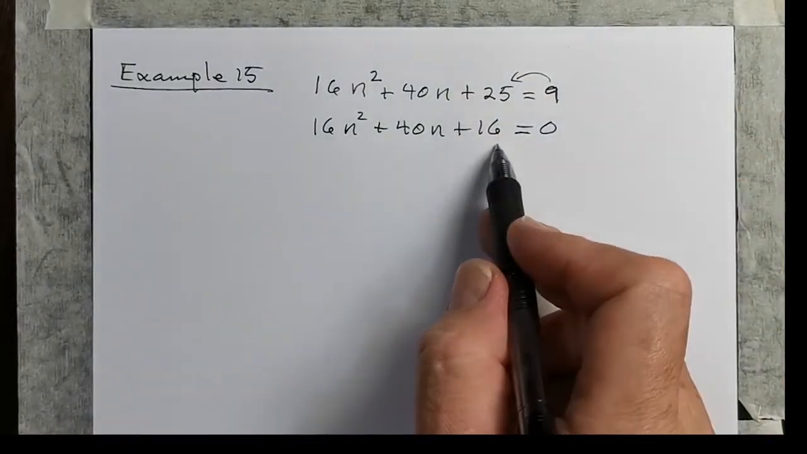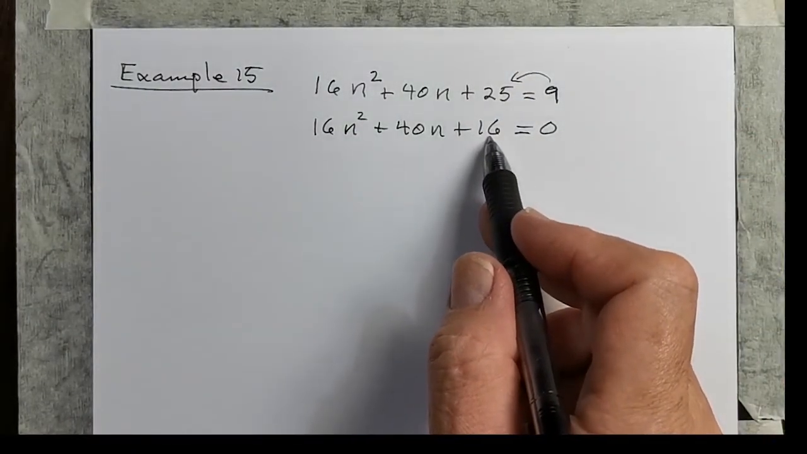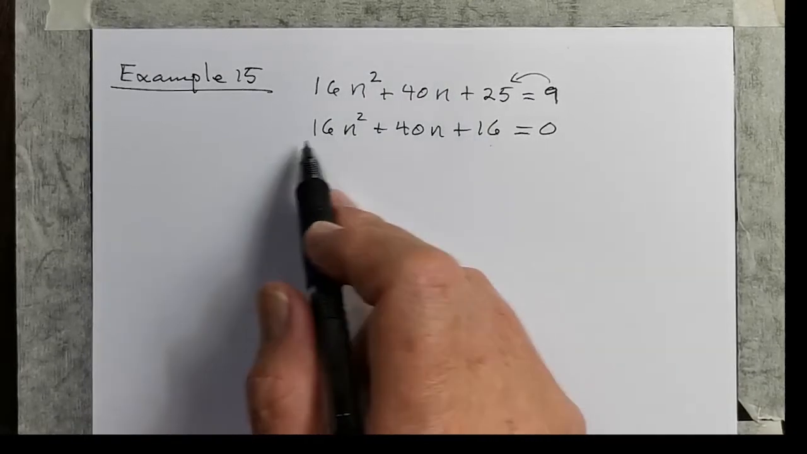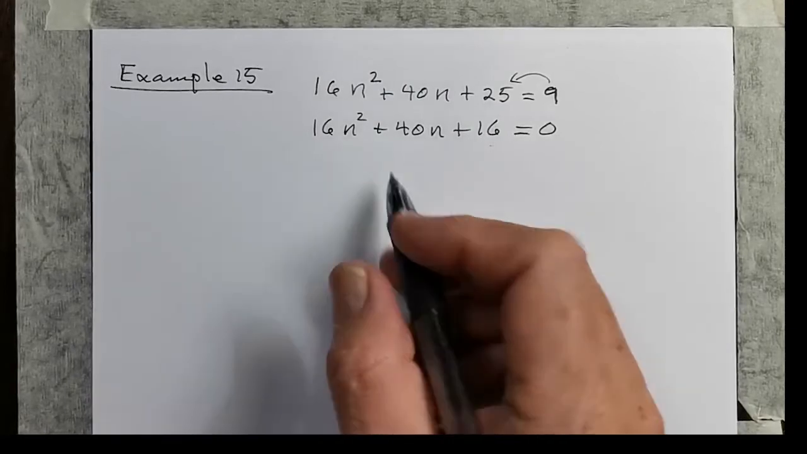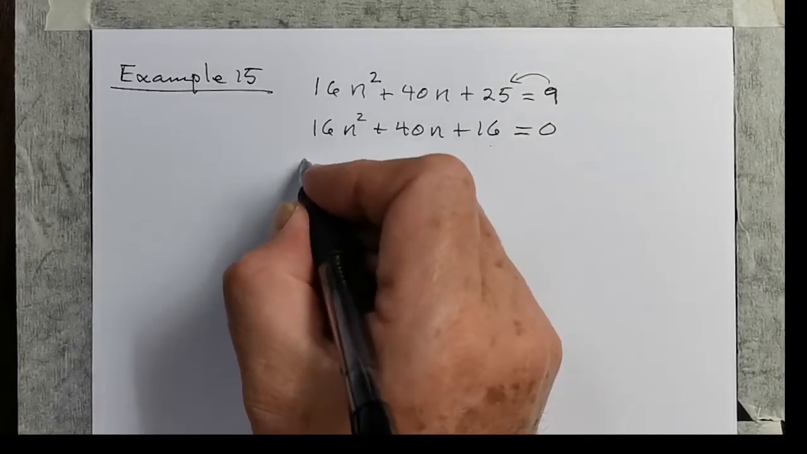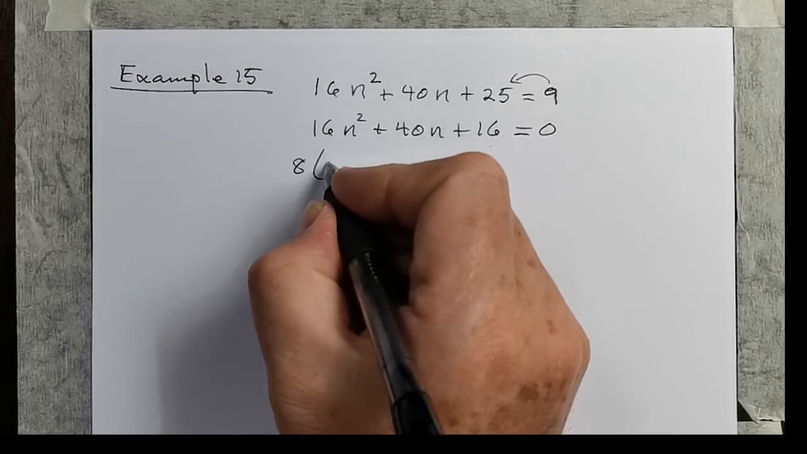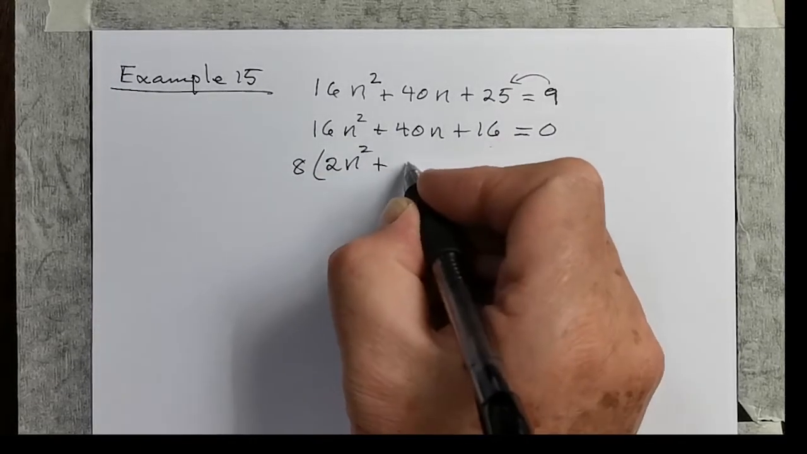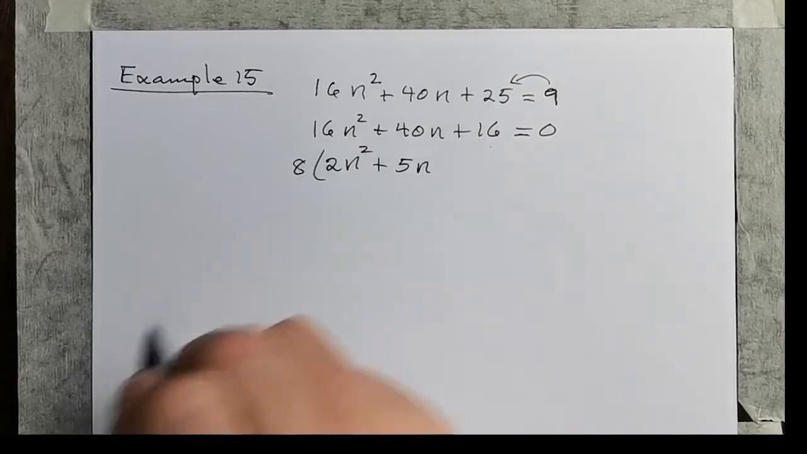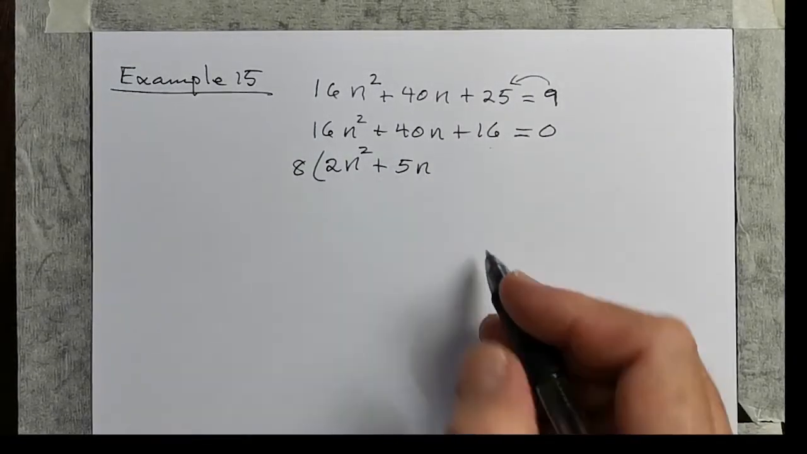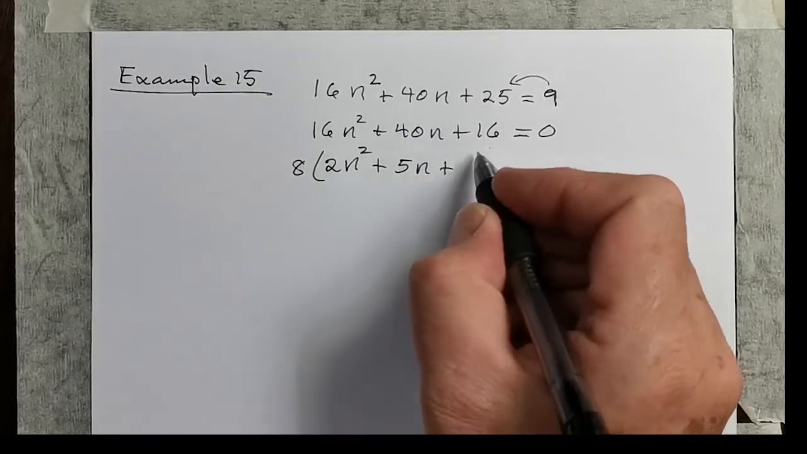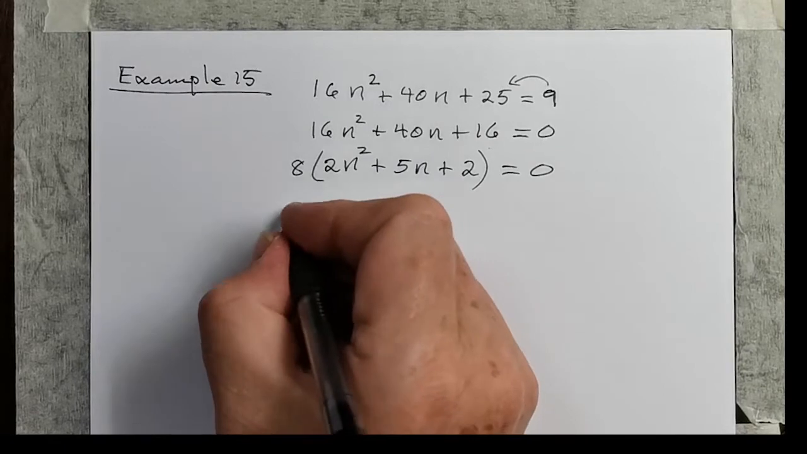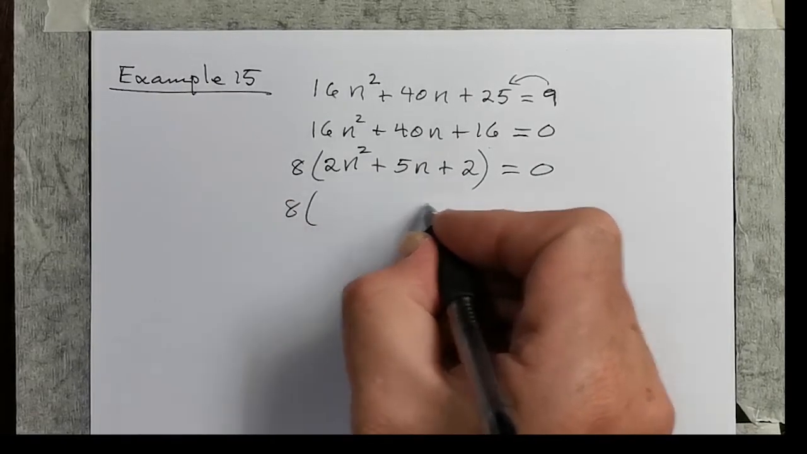Let's factor a 2. No, let's factor an 8 out of all of this. Okay? An 8. So we'll write an 8 out front. 8 times 2n squared. 8 times 5n is 40n. Plus 8 times 2 gives 16. Let's factor this guy now, if we can.